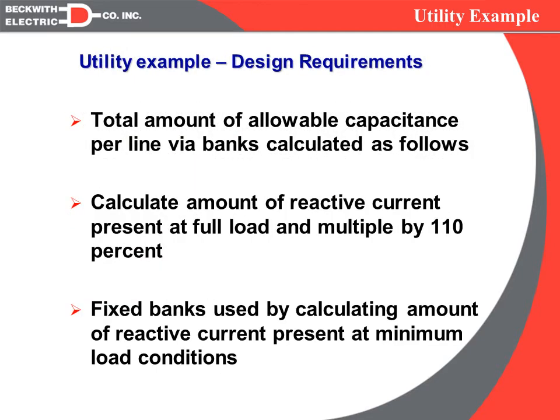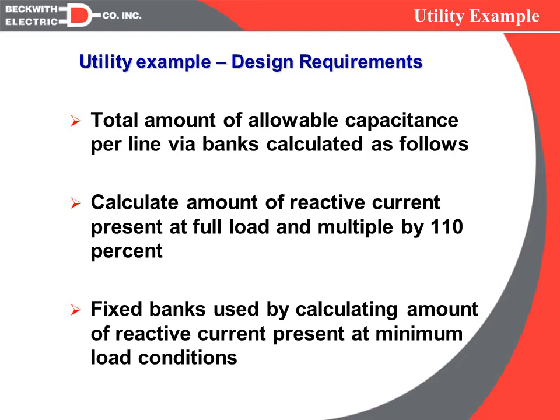So, the first thing they needed to do was determine how to calculate the total amount of capacitance. And they basically used the same formula we covered in the previous session, part 1 of this session, which is to take the total amount of reactive current present at full load on any given circuit and then multiply that by 110%. And that is the total amount of reactive capacitance or VAR that they would need on that particular circuit. Then they would determine the amount of those VARs that needed to be fixed by doing the same calculation but only at the lowest load point.